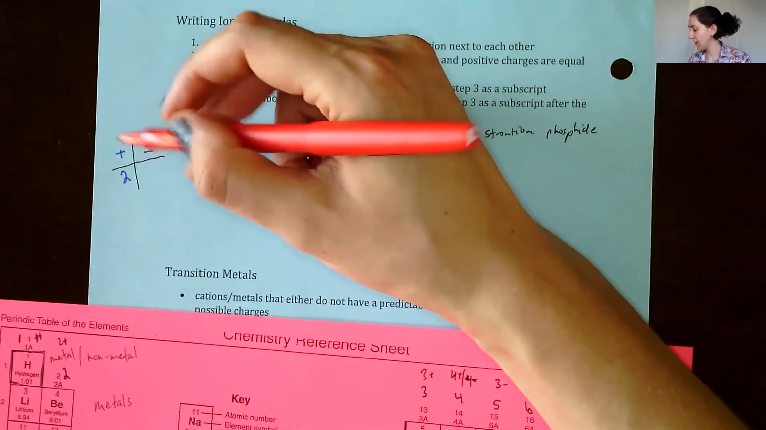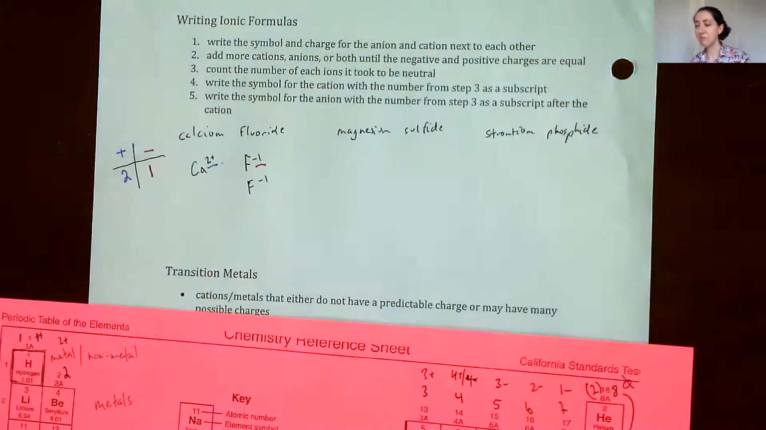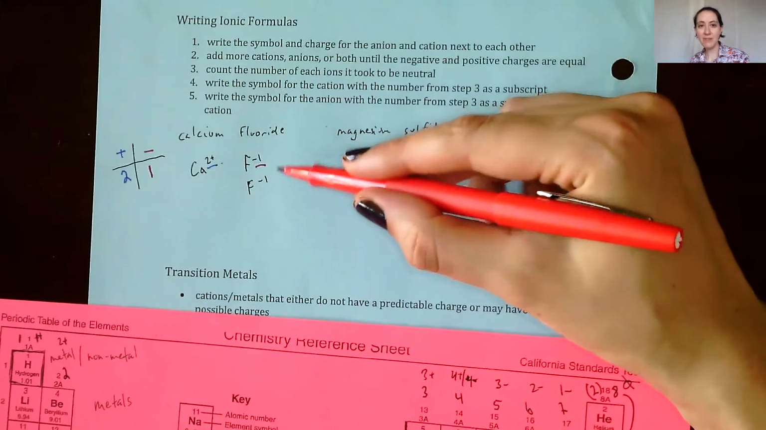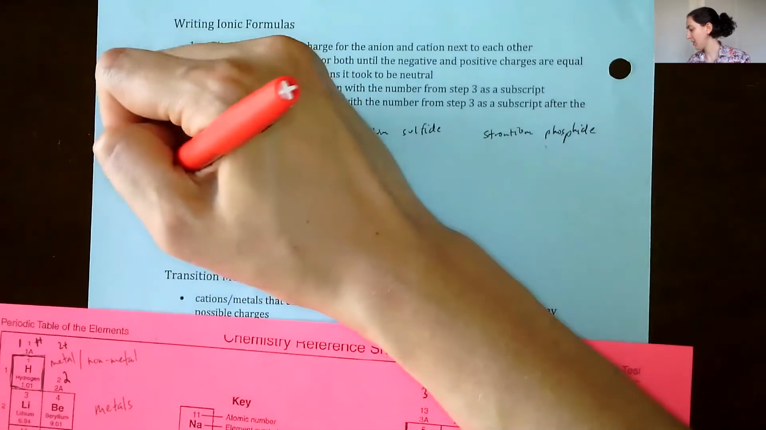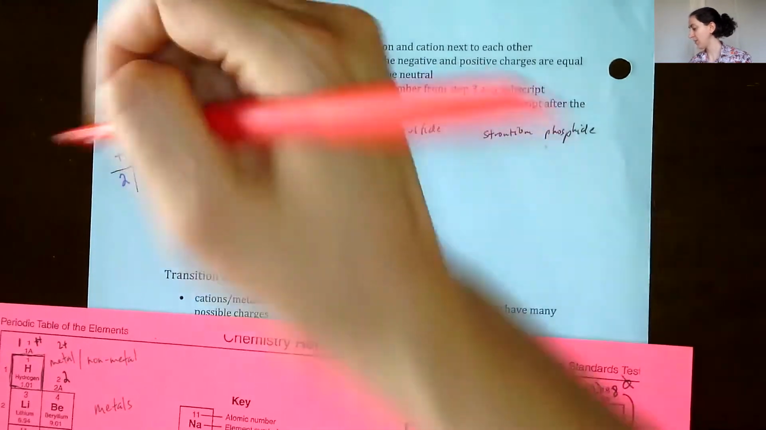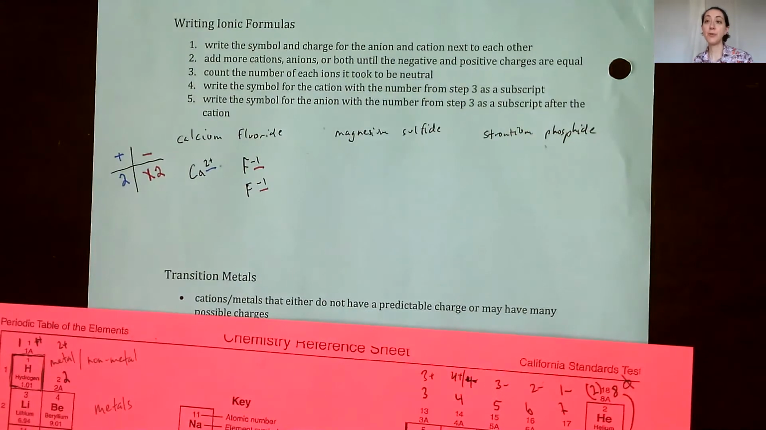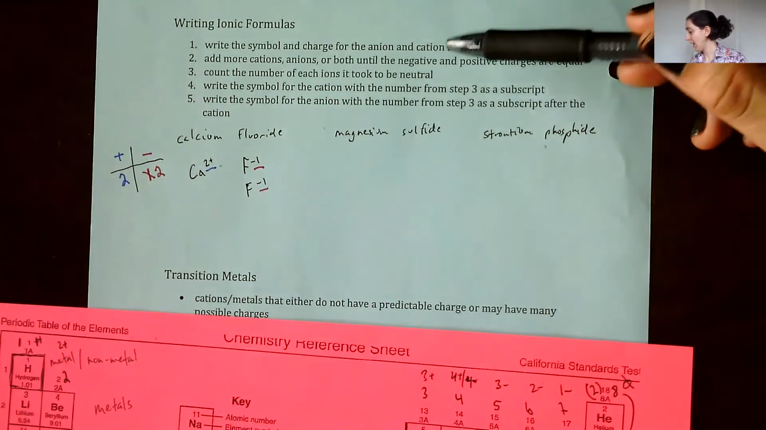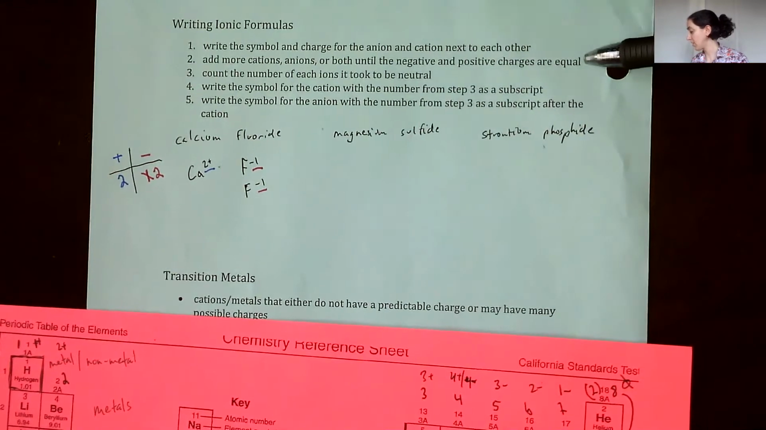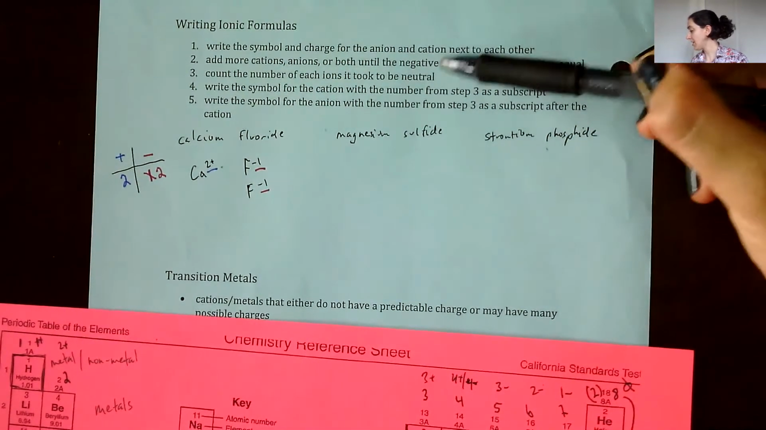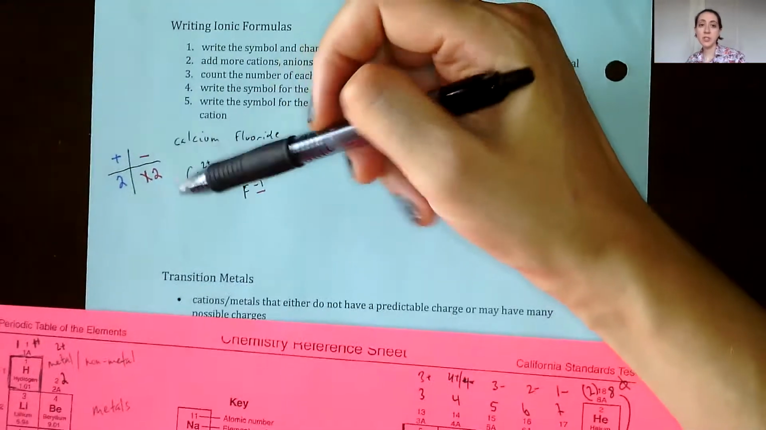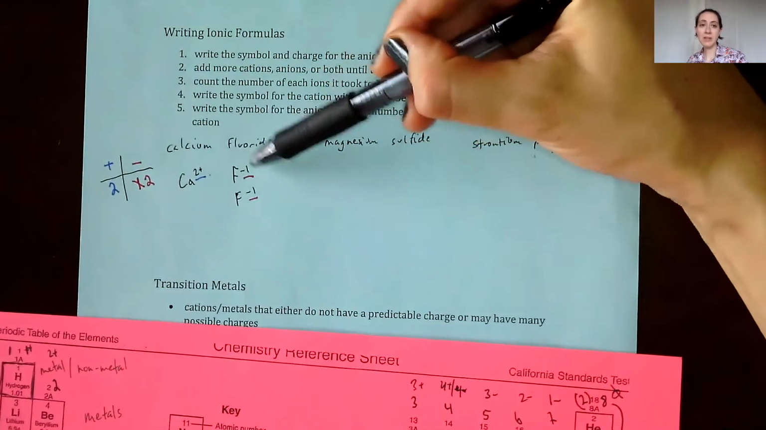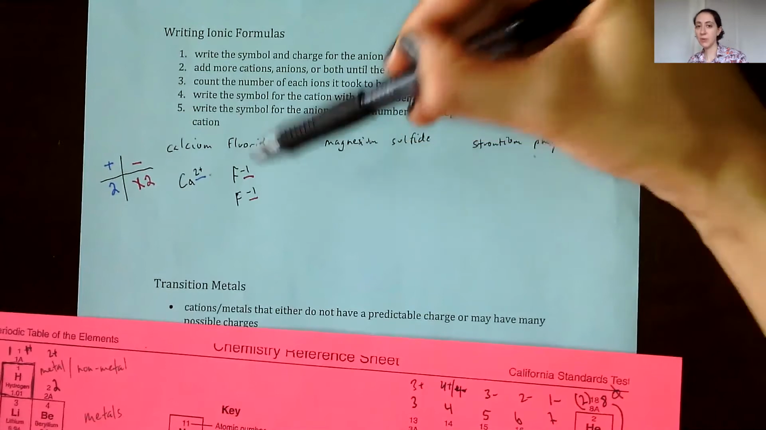So when we first started, there was 2 pluses and just 1 minus. It's no good. But if we add a second fluorine, we now have a 2. Our charges are now neutralized. They both will work out to equaling 0. So now to write the formulas. So we've done number 2, add more cations or anions or both until the negative and positive charges are equal. Count the number of each ions it took to be neutral. So it took us 1 calcium and 2 fluorines in order for this to be neutral.